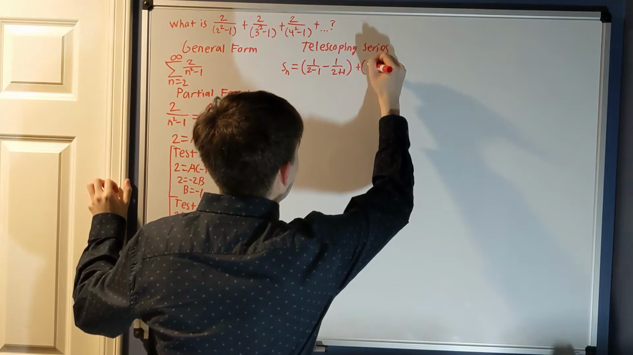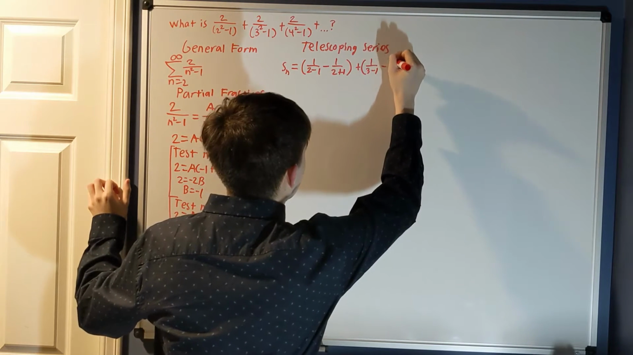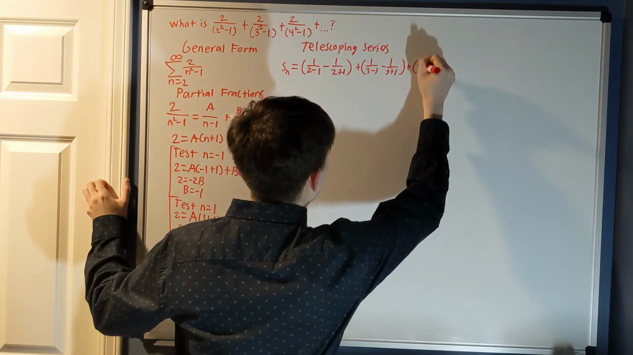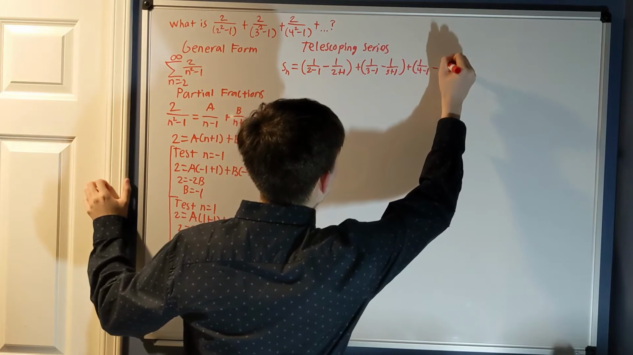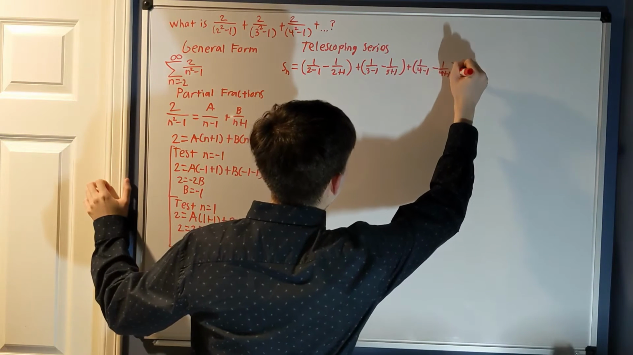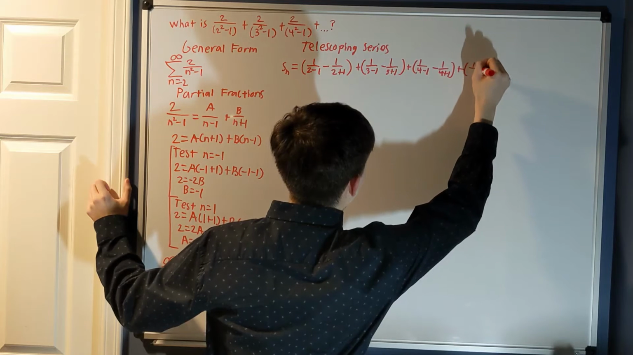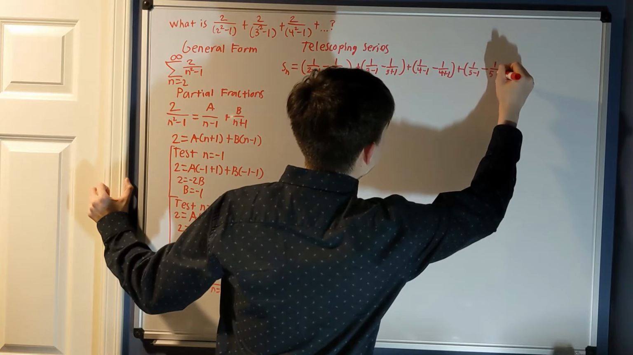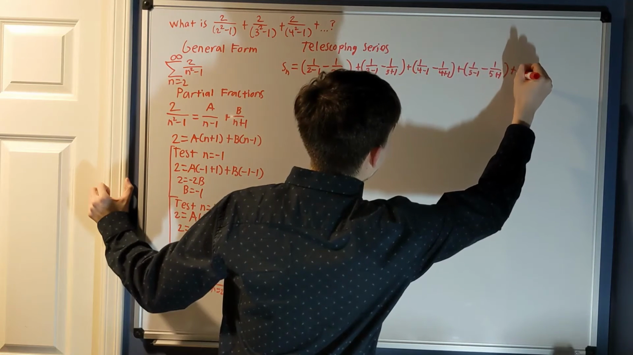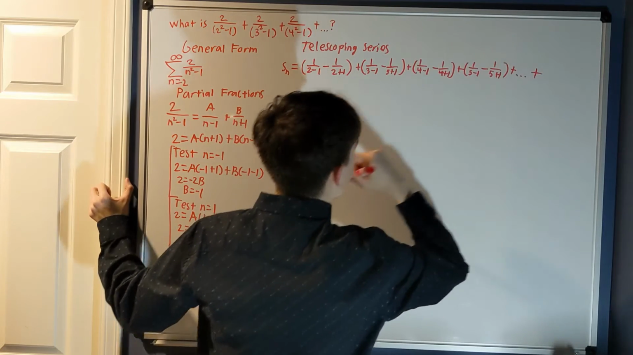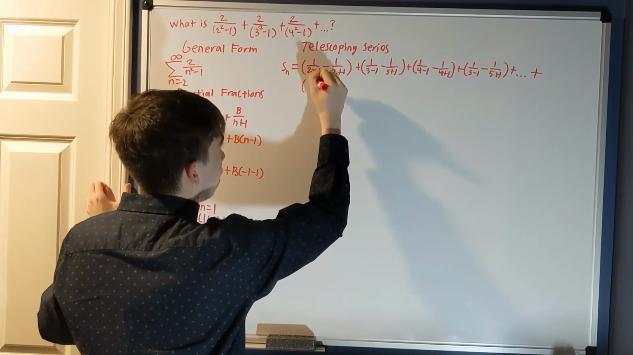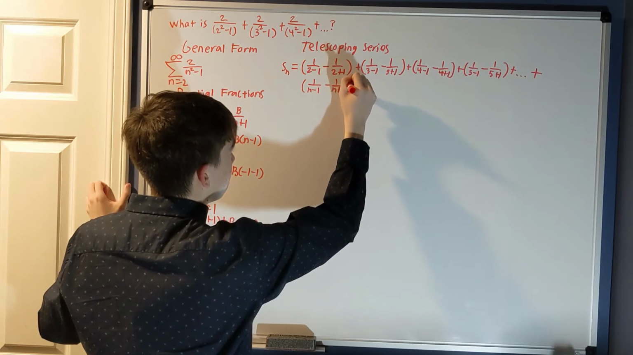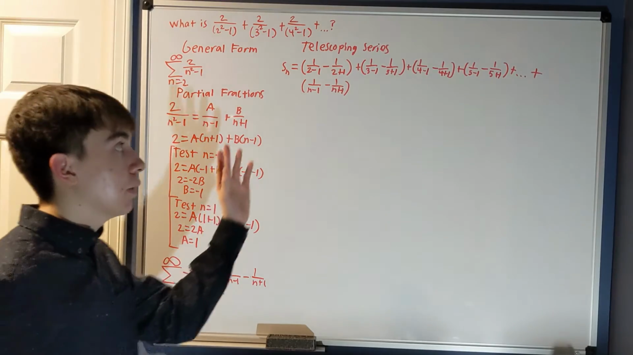plus 1 over 3 minus 1 minus 1 over 3 plus 1, plus 1 over 4 minus 1 minus 1 over 4 plus 1, plus 1 over 5 minus 1 minus 1 over 5 plus 1. And this pattern will go on to infinity, to 1 over n minus 1 minus 1 over n plus 1 terms. So this is the summation of the series.